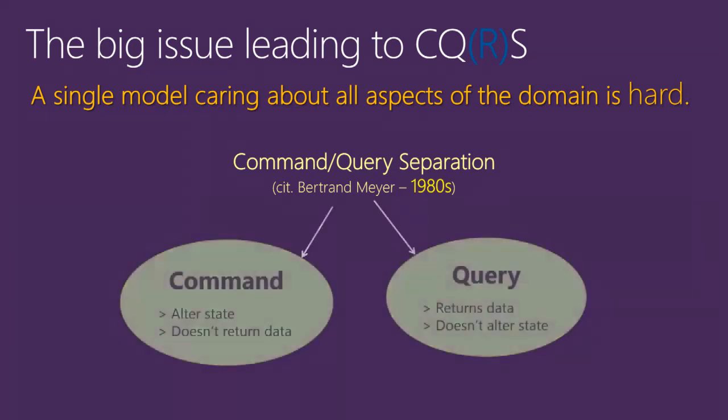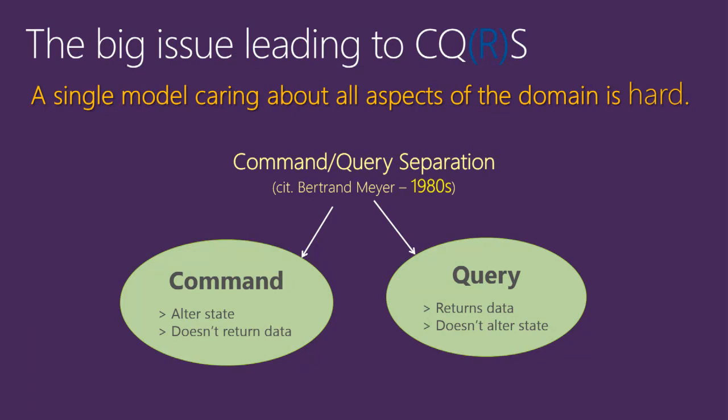A command alters the state of the system, whatever state means, and it doesn't return data. It's just an action. It's just the implementation of some behavior. The query does the opposite, takes the other direction. So it reads data and returns data, but it doesn't alter the state of the system.